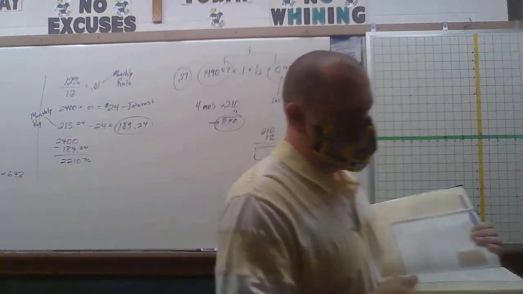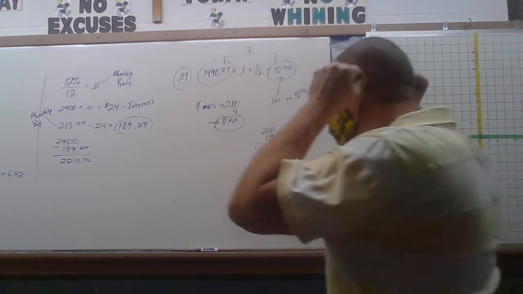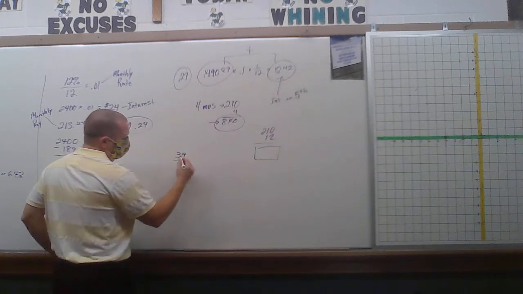So it's $100 per $100, so isn't it just... What do we have to do with $39? Divide it by the total, right? So you're always going to take your finance charge, divide it by your principal.